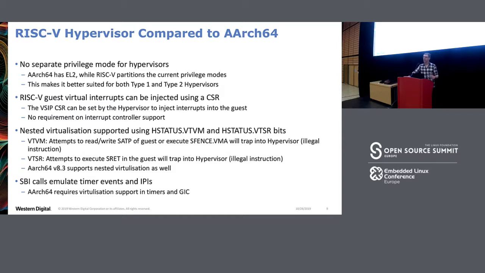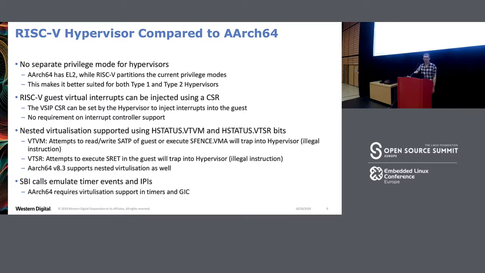So quickly, just comparing it to AArch64, which is a similar concept, if anyone knows that, there's no separate privilege mode in the RISC-V hypervisor, unlike AArch64, which has EL2. This means the RISC-V hypervisor suits both type 1 and type 2 hypervisors really well, because you don't have to trap back down to a previous level. It just splits the S and U modes.